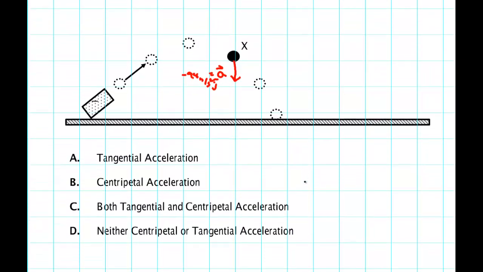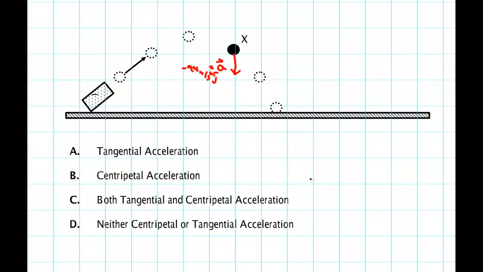So my question is this. A, does it have tangential acceleration only? B, it only has centripetal acceleration. C, it has both tangential and centripetal acceleration. D, it has neither centripetal nor tangential. Stop the video, think about the problem for a little bit, write your reasoning as to why you think what you think is true, and then turn on the video and we'll discuss it.